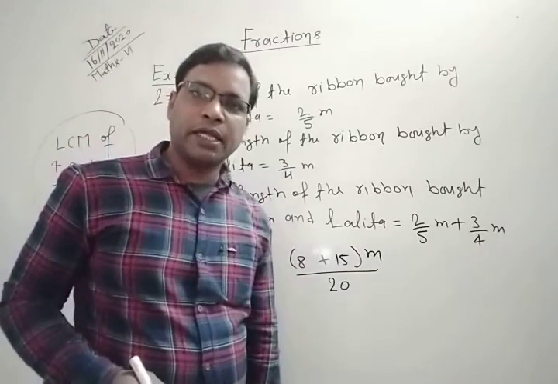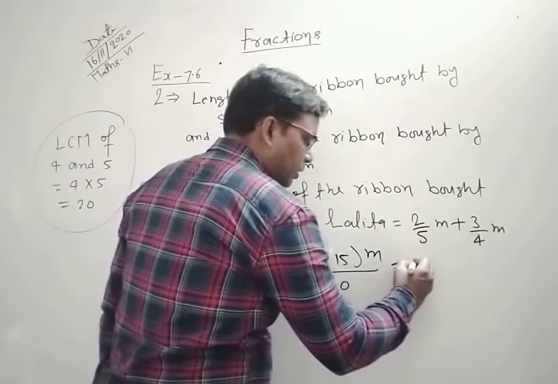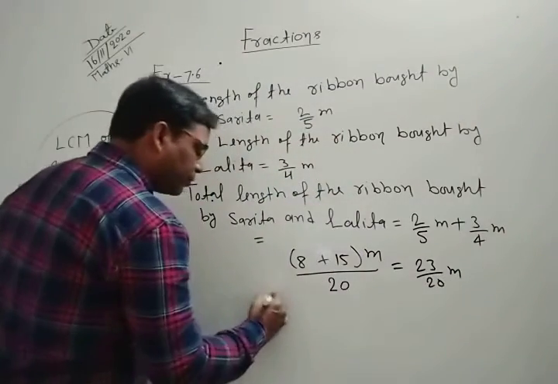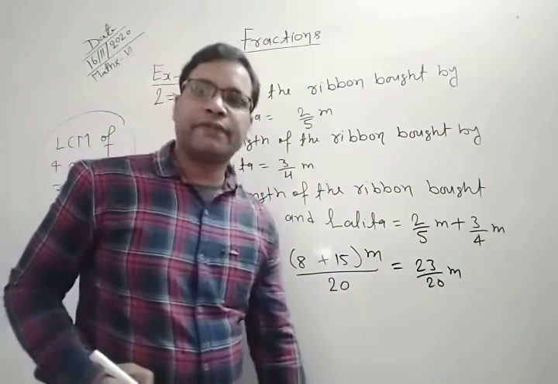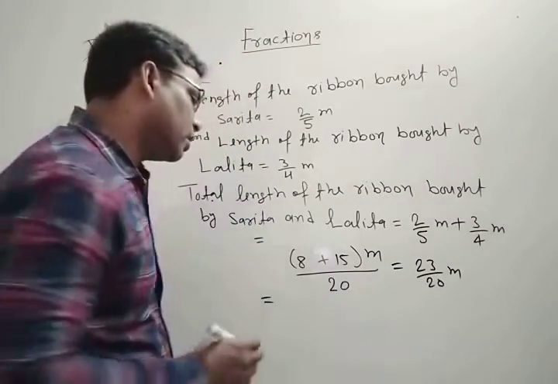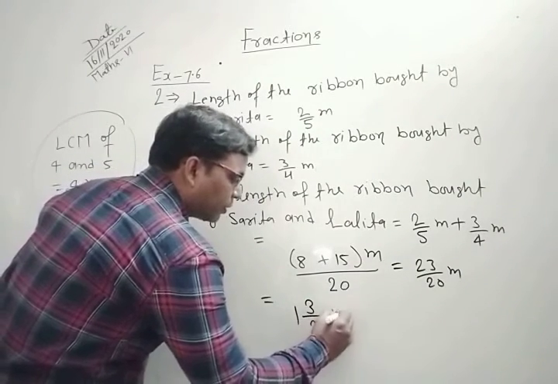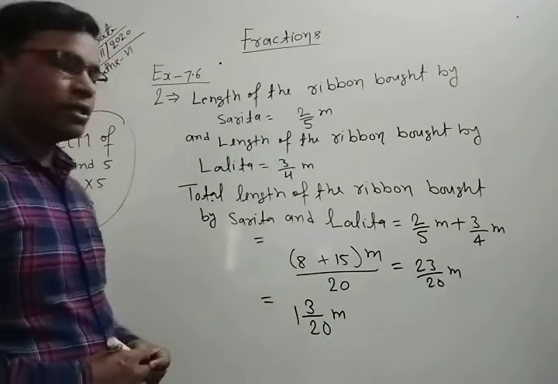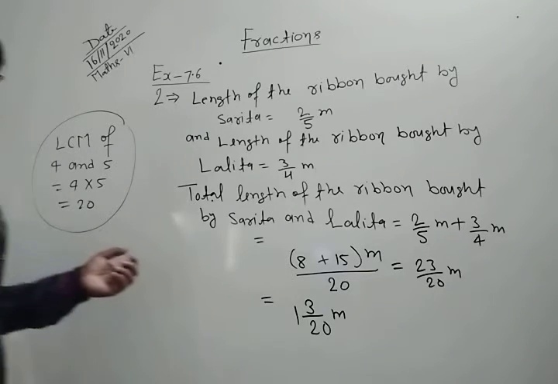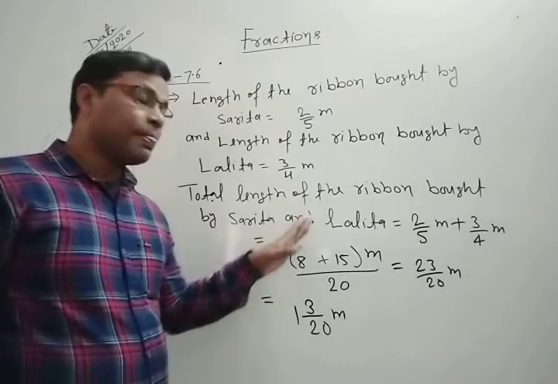8 plus 15. 8 plus 15 is equal to what? 8 plus 15 is equal to 23. You write 23 by 20 meters. If you convert it into a mixed fraction, 20 plus 3 is 23, so you can write here 1 whole 3 by 20 meter. This is the total length of ribbon bought by Sarita and Lalita.